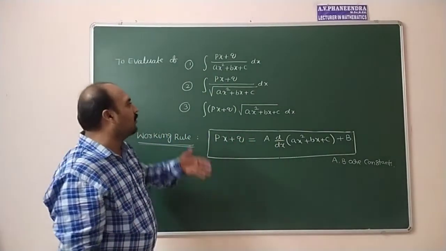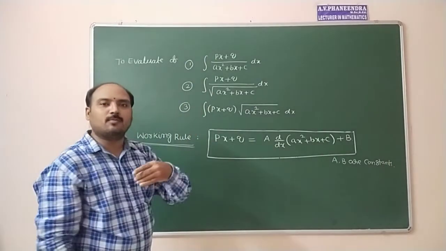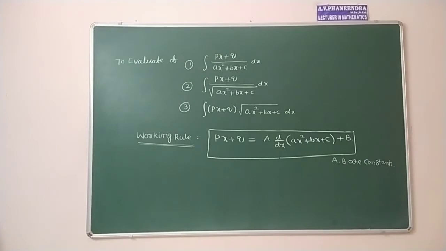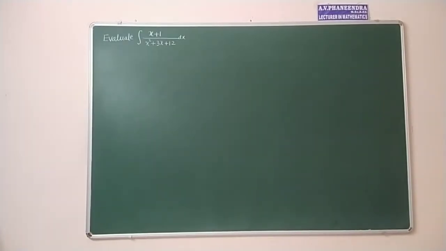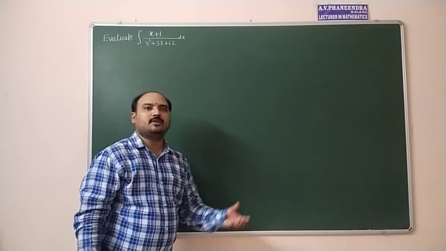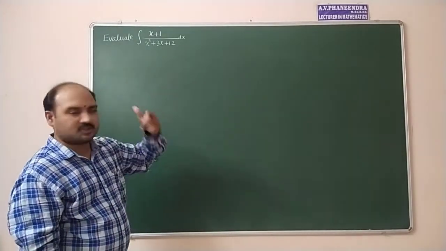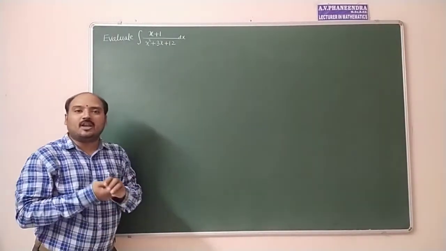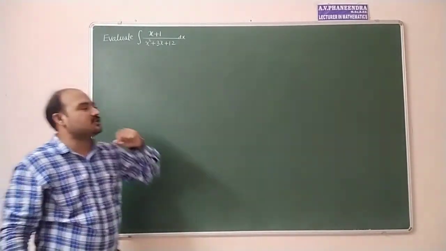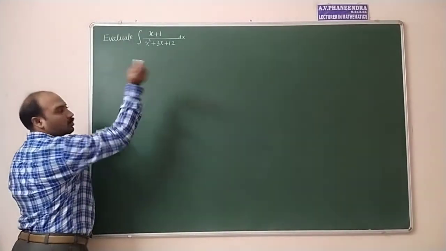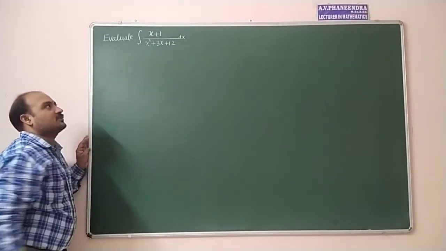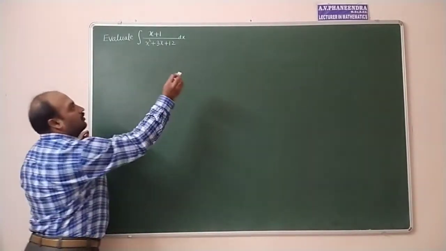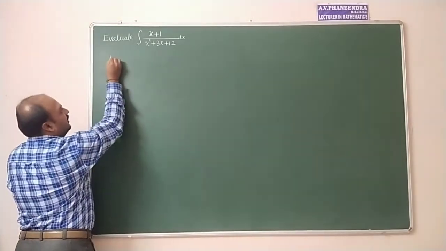We will take one example. For each model, I am going to explain one example now. Example in type 2, the first one: given integral x plus 1 by x square plus 3x plus 12. So now, it is in the form of px plus q divided by ax square plus bx plus c. First you have to write that working rule to evaluate these types of problems.